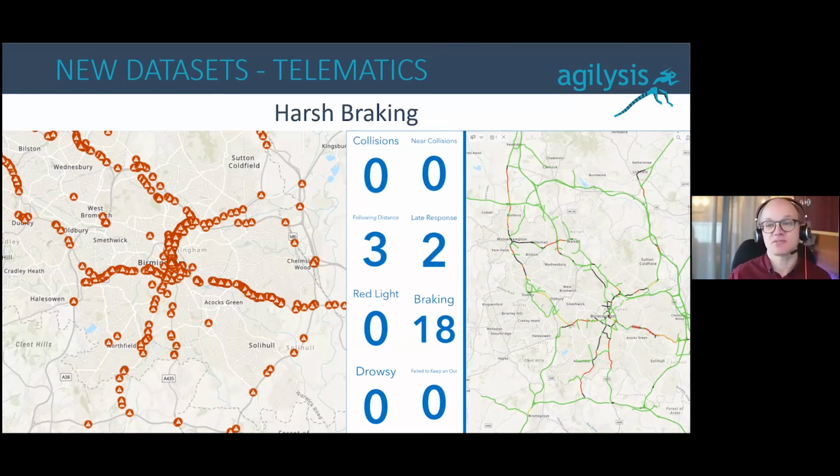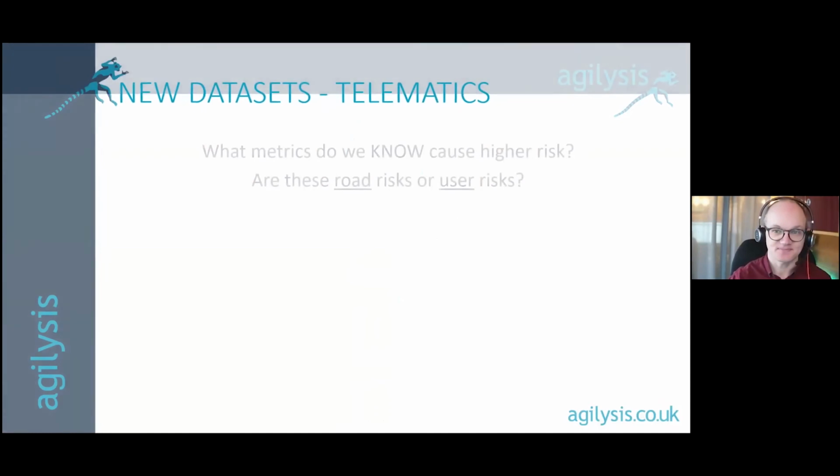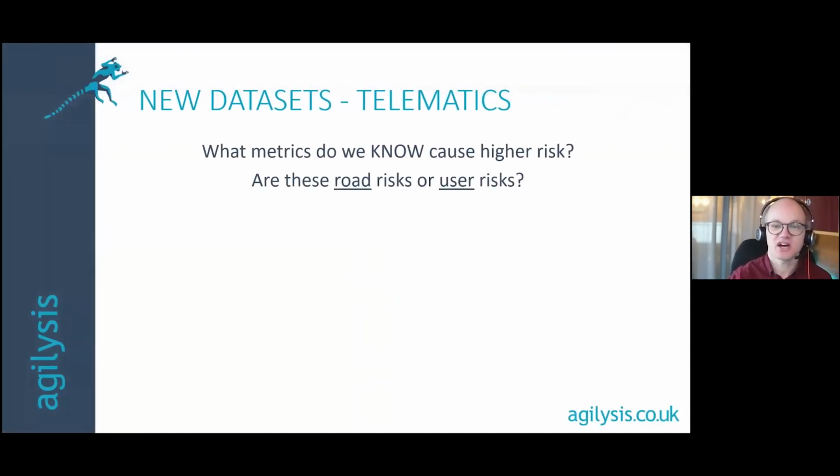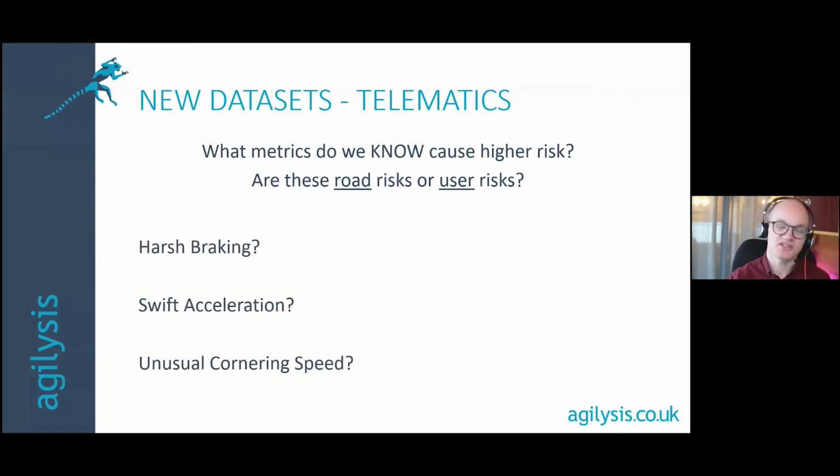And that's just harsh braking. You can see that we've got collisions, near collisions, following distance problems, late response, drowsy, all these other kinds of data sets that are being collected but are not regularly being used and tend to be held in data silos, often by private companies. So the question that I always ask is, what metrics do we know cause higher risk? And are they road risks or user risks? And I'm sure we're going to be getting onto this in a lot of the conversations later on.